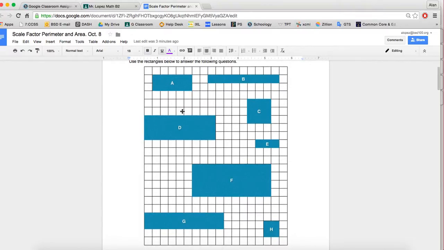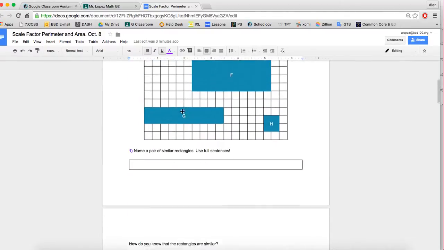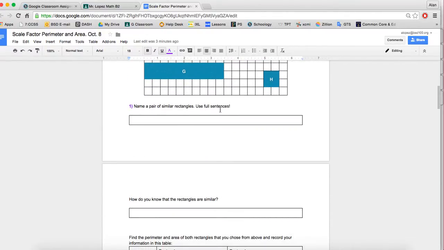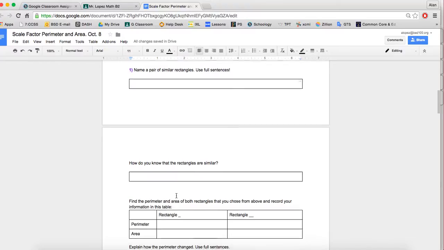Now, what I'm going to ask you to do is to find pairs of similar figures. So if you look right here, the first thing it's asking you is name a pair of similar rectangles, and please, please, please use full sentences. I just don't want you to say that A and B are your similar figures. No, tell me the similar figures that I see are rectangle blank and rectangle blank.